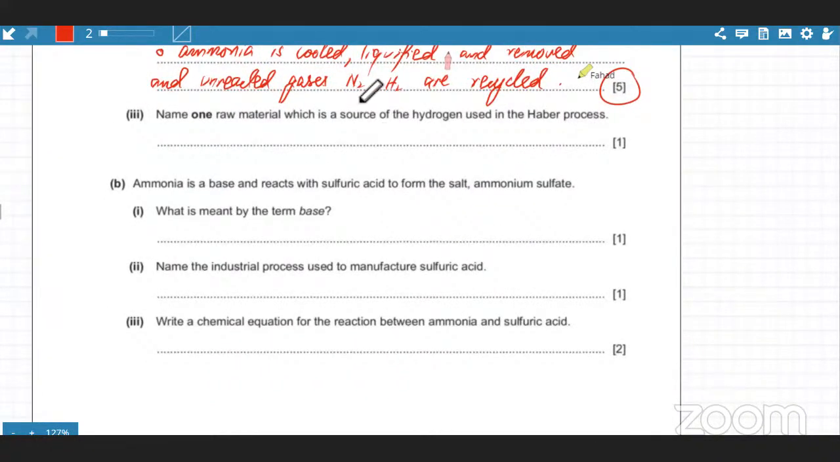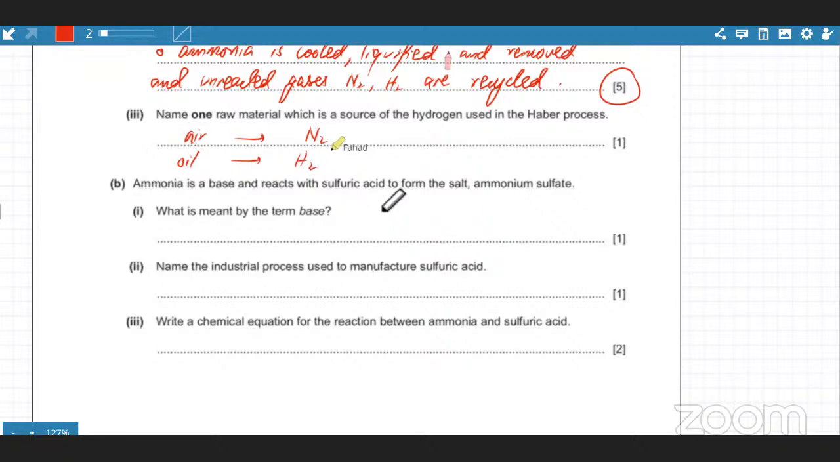Name one raw material which is a source of hydrogen used in the Haber process. One raw material. So that's air. You get nitrogen from it. And where do you get hydrogen from? Oil. Cracking of oil gives you hydrogen. These are your two raw materials. You also get hydrogen from water as well. So that could also be an answer.